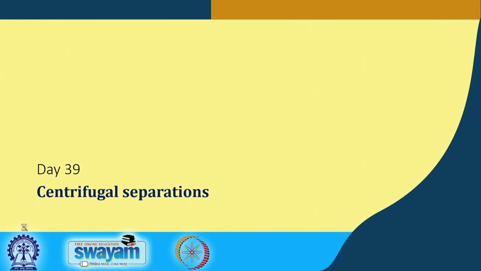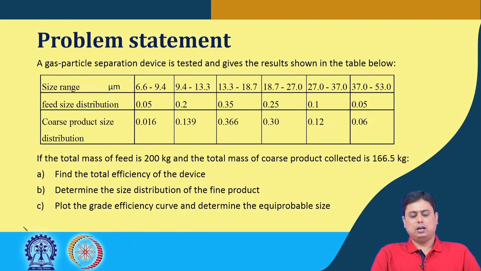So, now we will see this relatively simple problem, which says that a gas particle separation device is tested and provides the following result given here. The first row says the size range in micron, the second row is the feed size distribution, and the third one is the coarse product size distribution.